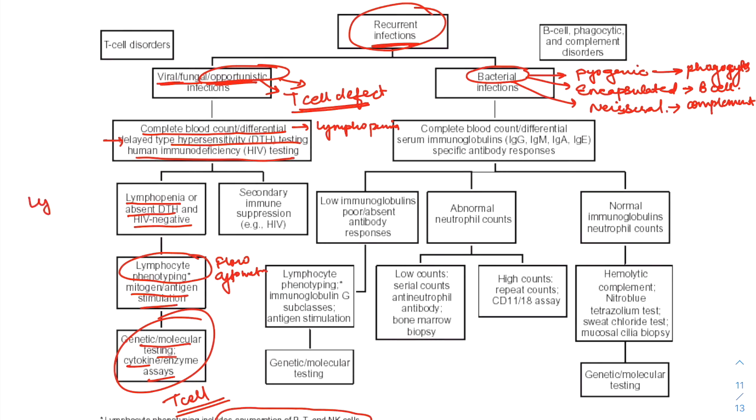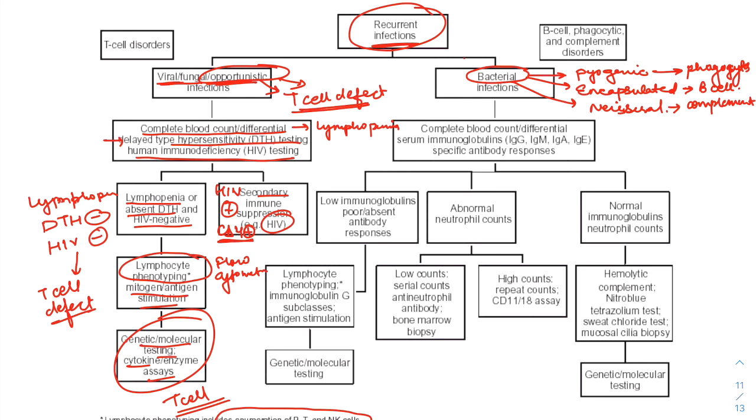So if there is presence of lymphopenia, but the delayed type hypersensitivity reaction is negative and the HIV test is also negative, we know that it is a T cell defect, and we do the lymphocyte phenotyping to know which type of T cell defect is there. But if there is secondary immune suppression, like the HIV comes out to be positive, then we further do the CD4 counts, and we do the screen for opportunistic infections, and also initiate antiretroviral treatment accordingly. Then this was about the T cell defect.